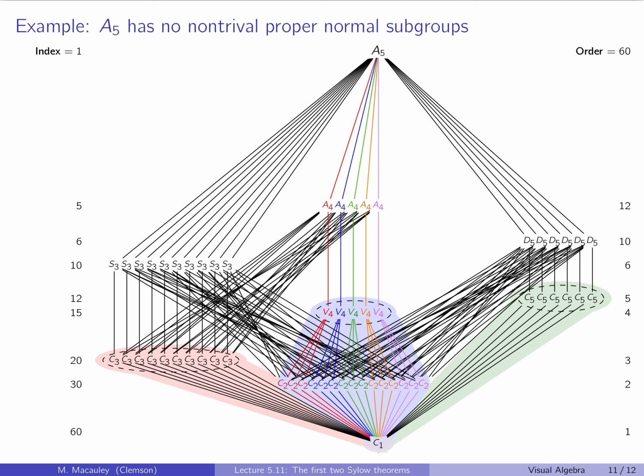Let's now revisit a familiar example. We saw this in chapter 3 in the lecture on products. I think that was 3.7 and maybe somewhere else as well. So this is the alternating group A5, which is the smallest non-abelian simple group.